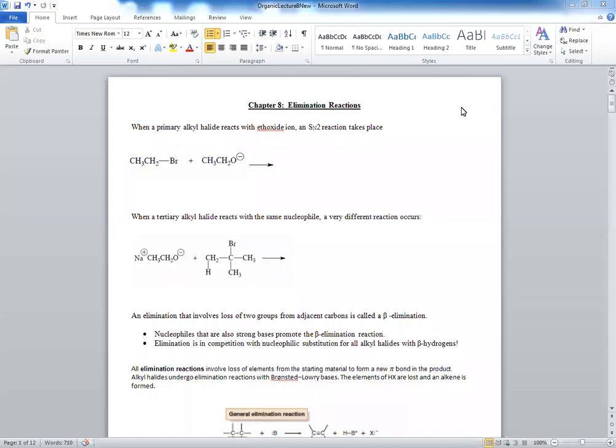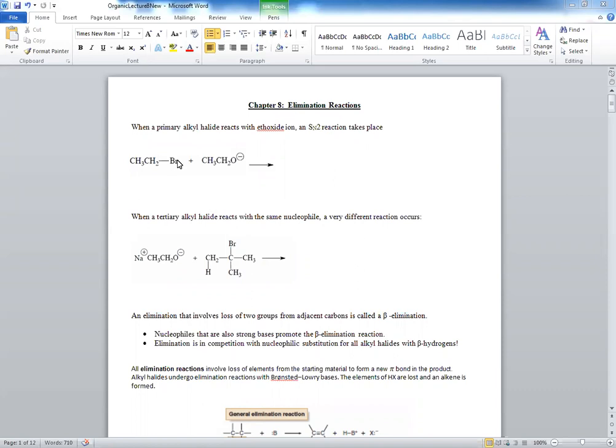Chapter 8 examines a new set of reactions that actually compete with the substitution reactions. We call them elimination reactions.